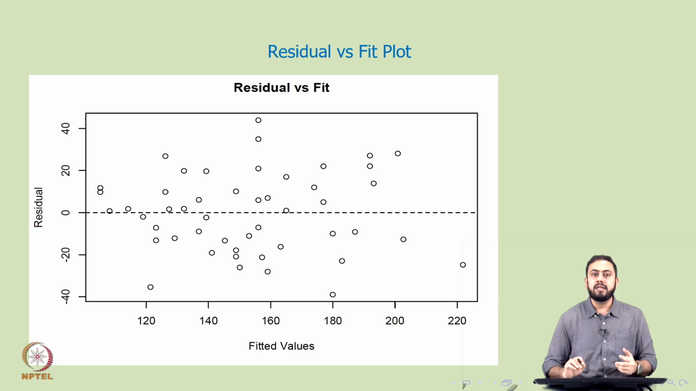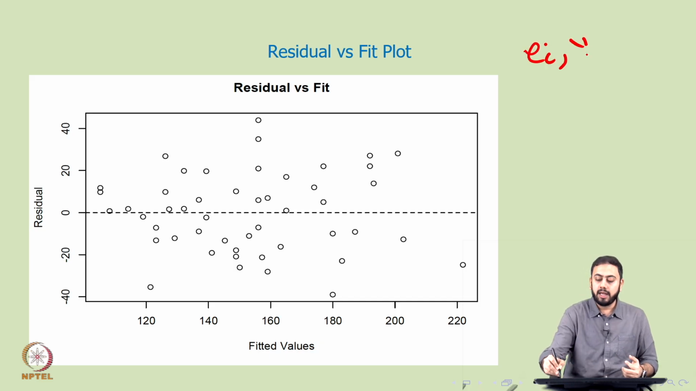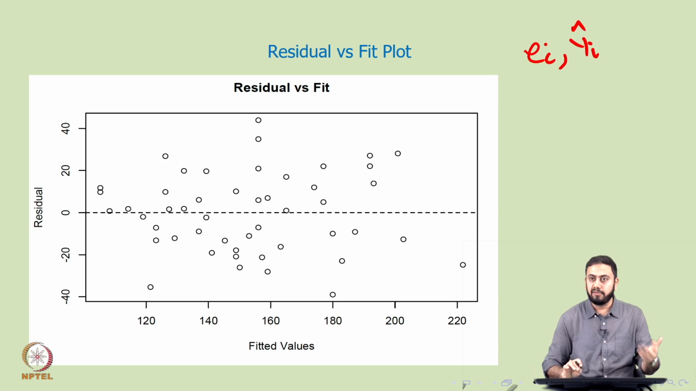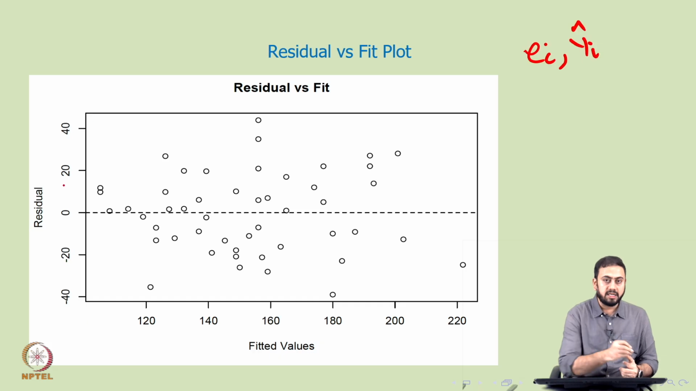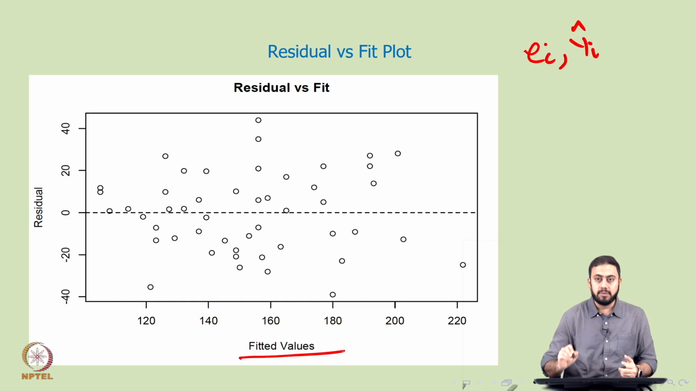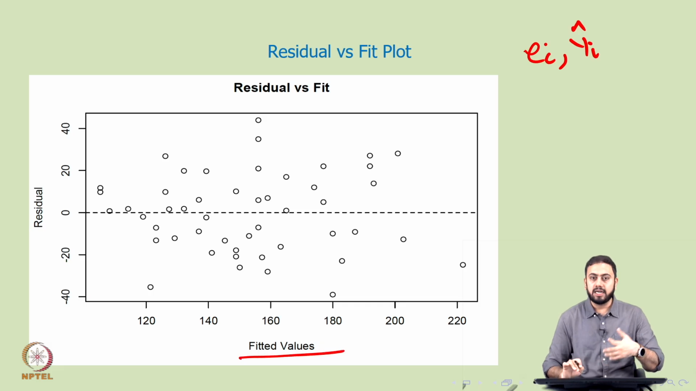Now let's see how the residual versus fit plot looks for the same example. Firstly, how do you construct this plot? Once you create the regression model, you get hold of these 2 entities, e_i and y_i hat, from the regression model fit. On the y axis you keep the residuals, on the x axis you keep the fitted values, and then you simply create a scatter plot between them.